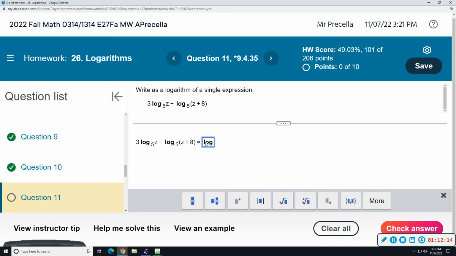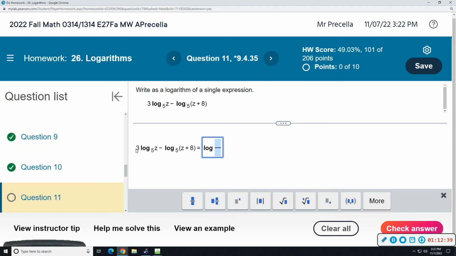I type in log. And the first thing I ask myself is, will there be a fraction bar? Yes, because of this minus. If this minus had been a plus, there'd be no fraction bar. But there will be a fraction bar. What goes on top?